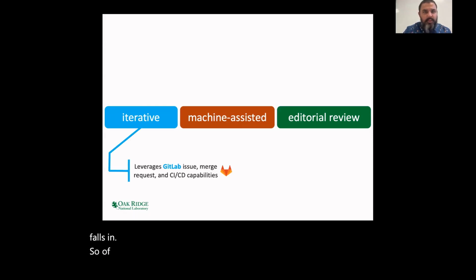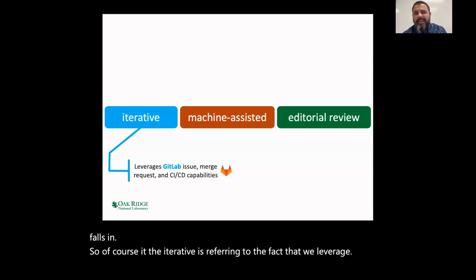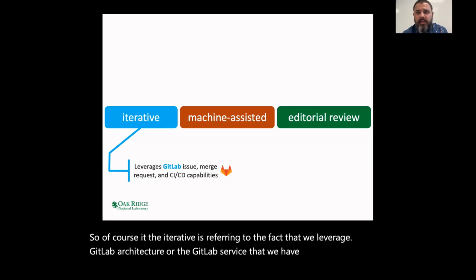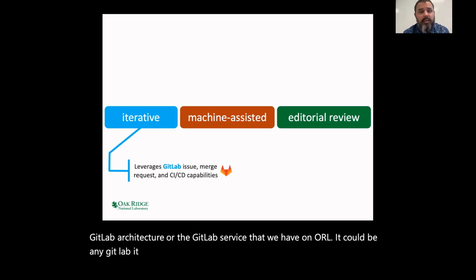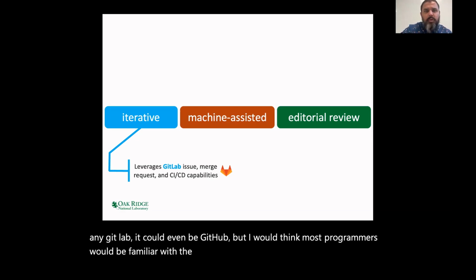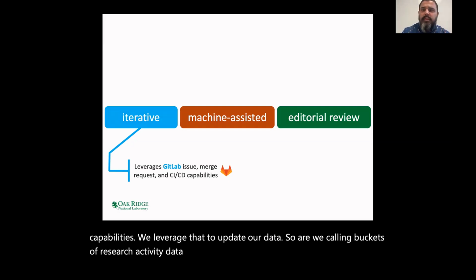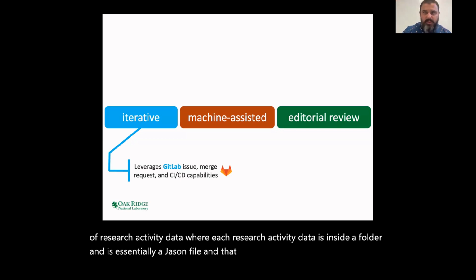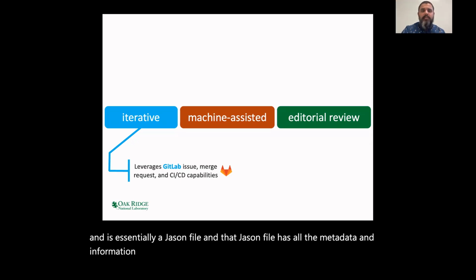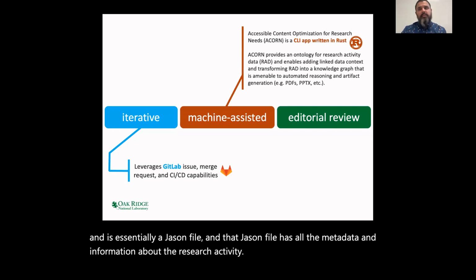So, of course, the iterative is referring to the fact that we leverage the GitLab architecture, or the GitLab service that we have at ORNL. It could be any GitLab, it could even be GitHub. But I would think most programmers would be familiar with the issue and merge request and CI/CD capabilities. We leverage that to update our data. We call them buckets of research activity data, where each research activity is inside a folder and is essentially a JSON file. That JSON file has all the metadata and the information about the research activity, and that's where the machine assist comes in.